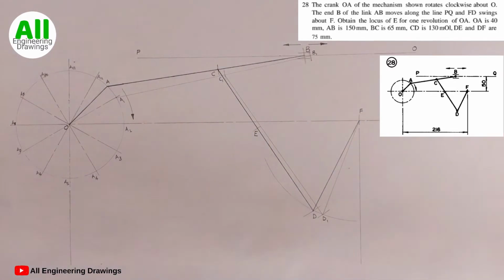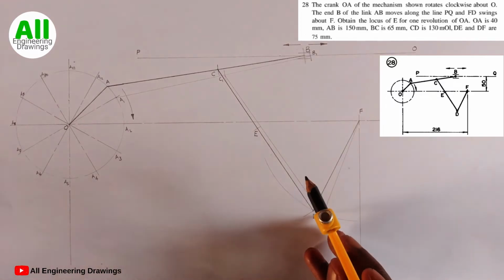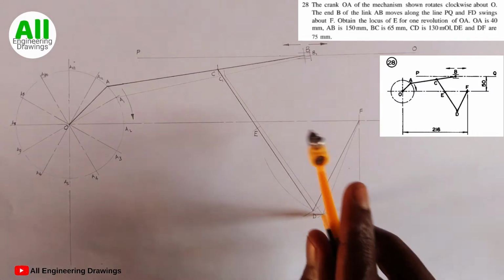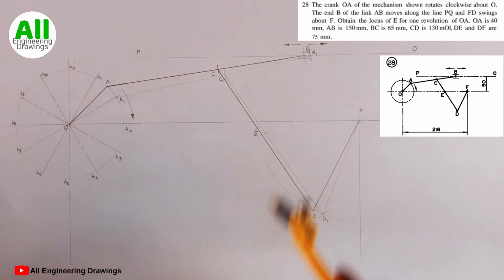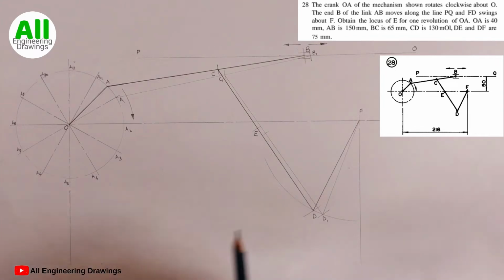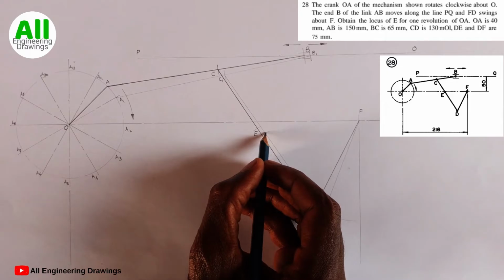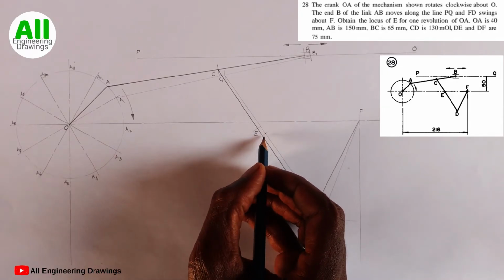So I will do the same for my line C1D1. I will place the compass on point D1. Then I will cut an arc on the line. The point where the arc cut through the line, I will label that point my E1.